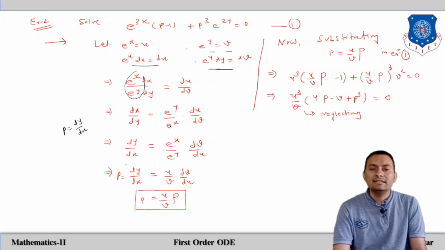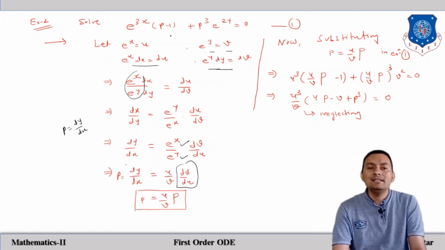So I am taking e raised to x divided by e raised to y and dv by du, and this is exactly p, and this is the u and this is the v, that you can also write. I am taking that this is a capital P. So what I have obtained is that small p is equal to u divided by v into capital P. Now I am going to substitute all these values here.